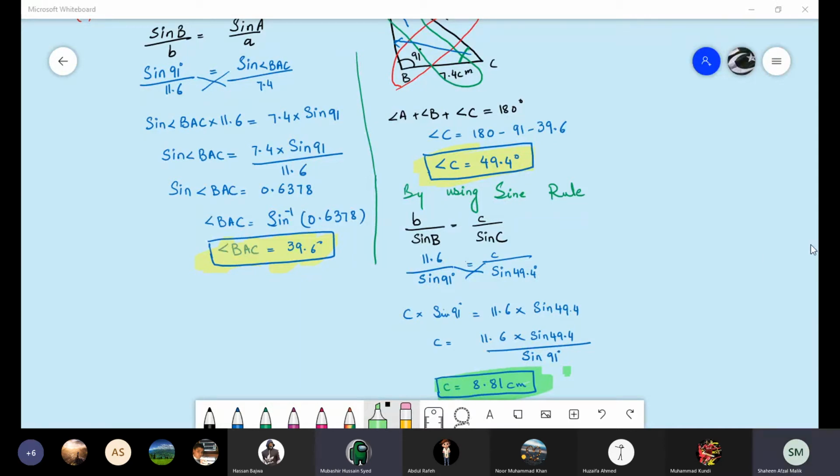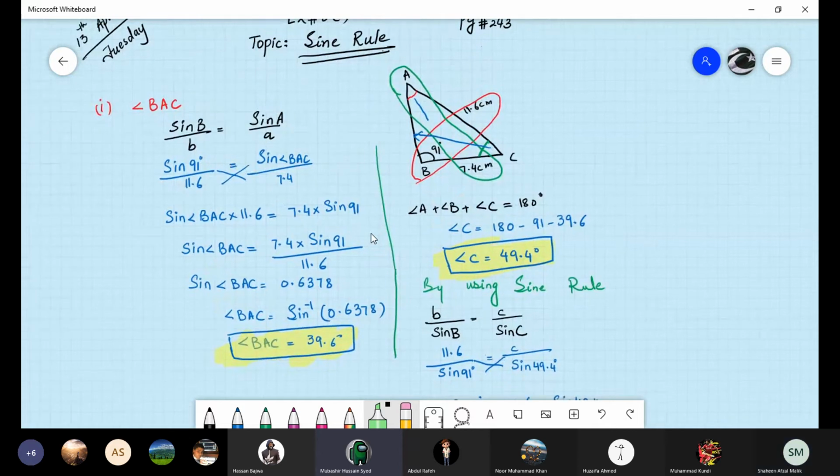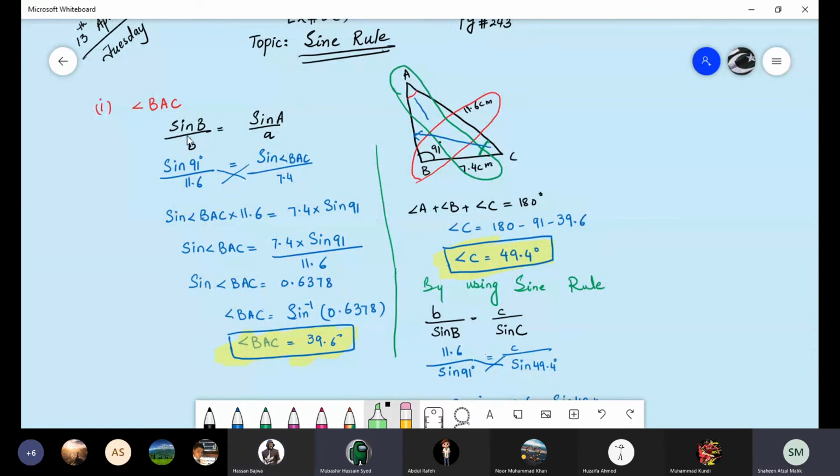Ma'am, on the first part of the question, we have inverted the ratios. First part of which question? Ma'am, 6. He is saying of the angle BAC. Angle B is this one. No, ma'am, I'm saying why have we inverted the ratios? He's saying why we write angle B at the top and side B down?